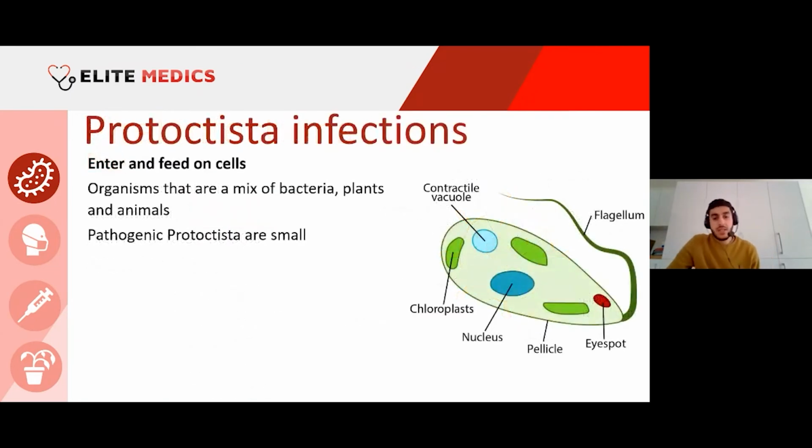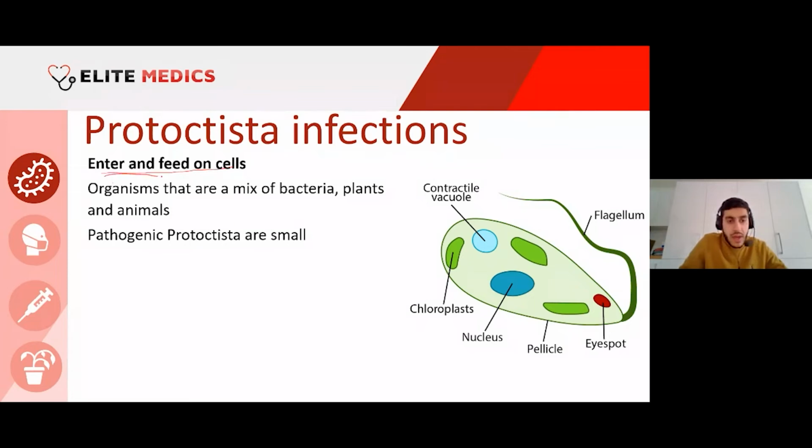Cool. So we've been over bacteria, we've been over viruses. So protista. These are organisms that are a mix of bacteria, plants, and animals. And what they do is they feed on cells. So they'll get into cells and they'll feed on them. And it's a bit more of a specialized way.